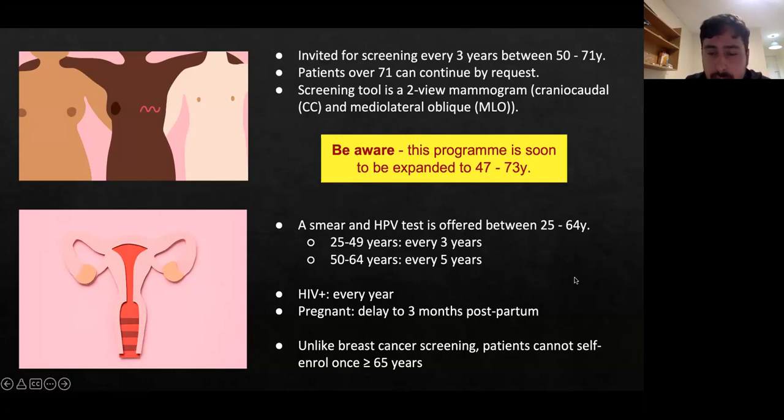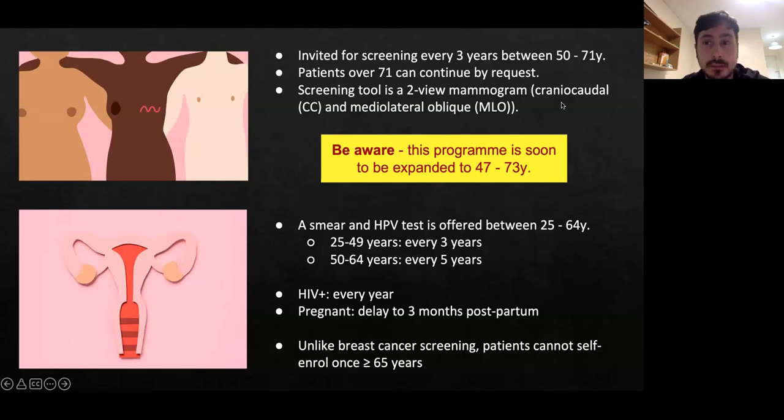In certain circumstances, patients don't conform to these every 3 years or 5 years. So in HIV positive patients, you have to do a smear test every year because having HIV increases your risk of invasive cervical cancer. If you're pregnant, you need to wait 3 months after you've given birth.